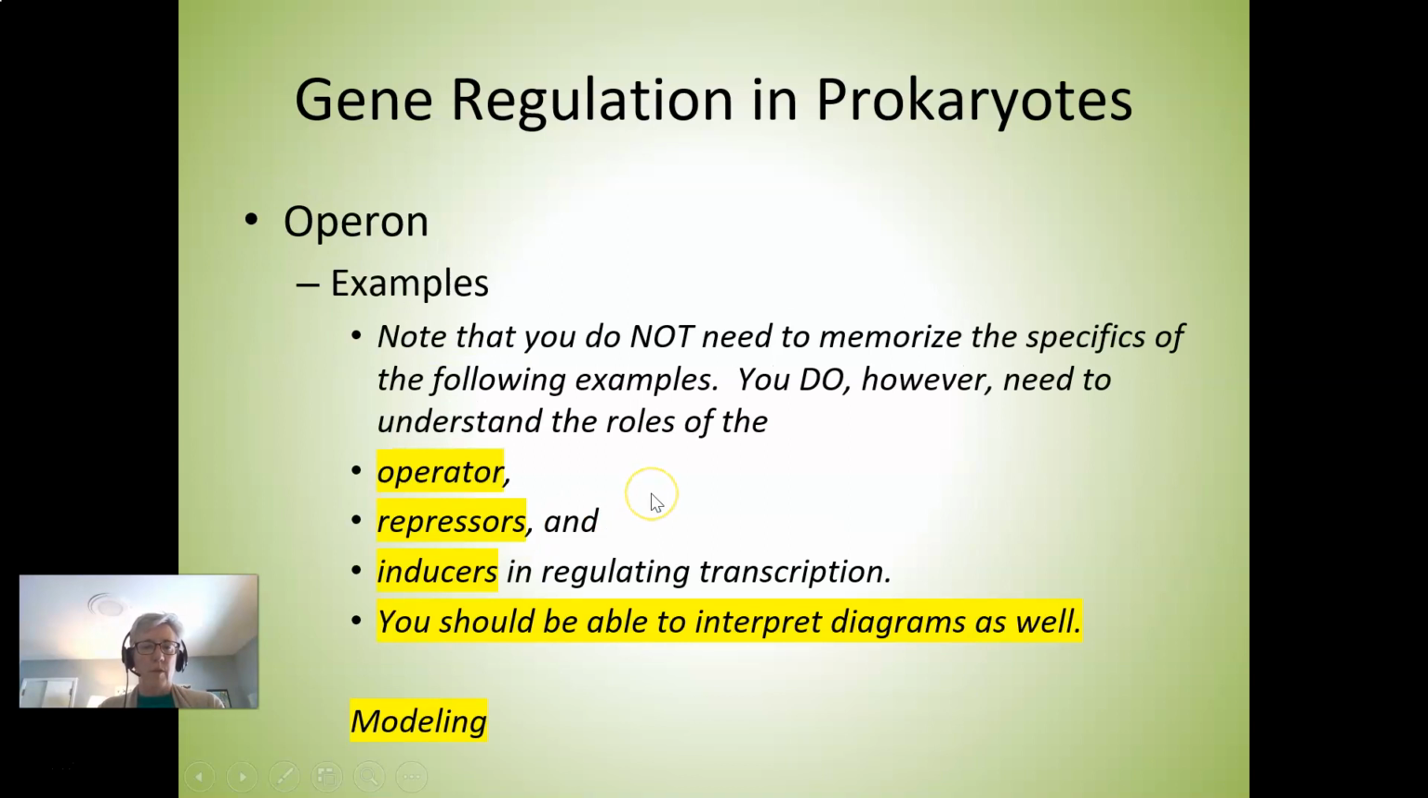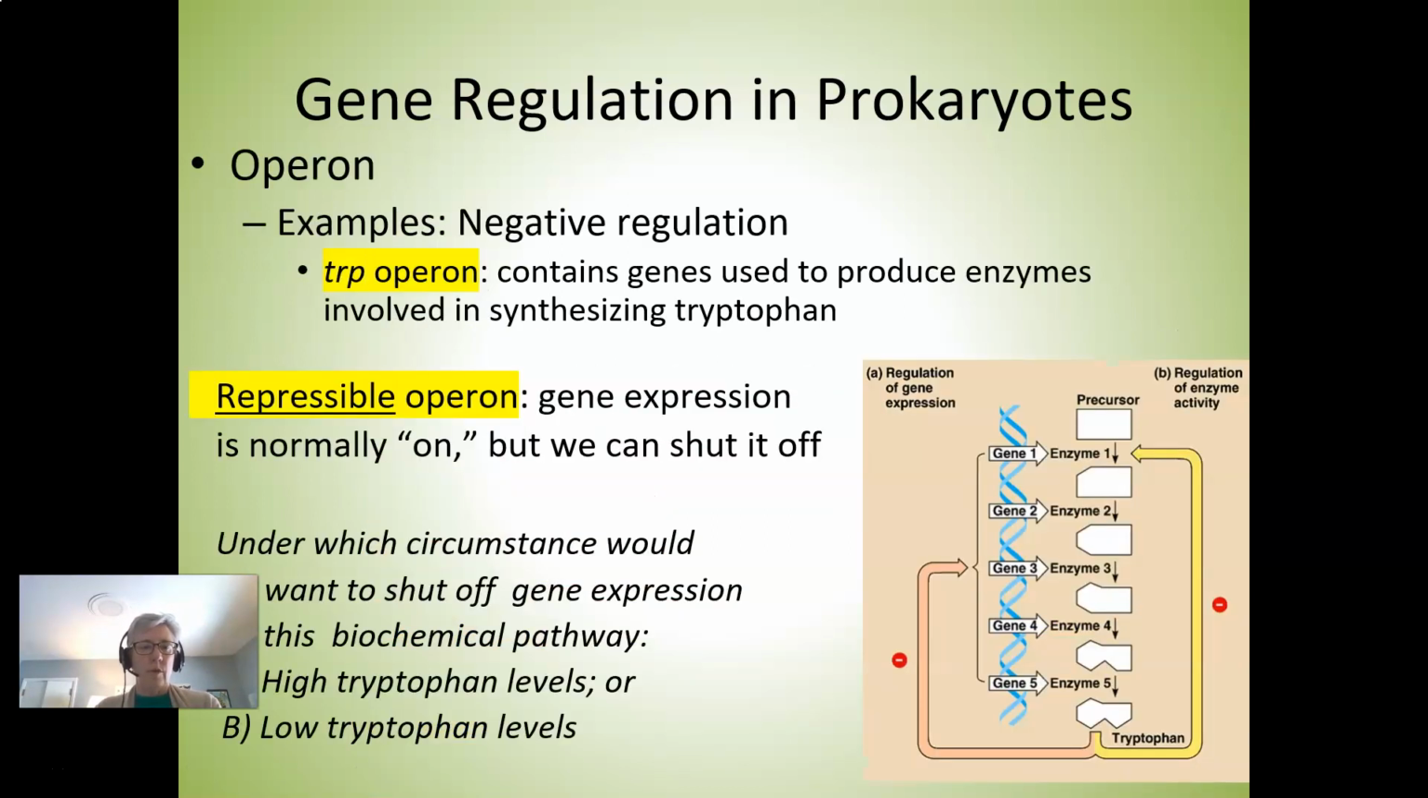All right, so we did the POGO. Let's talk about some specific operons that you did in the POGO, and we'll just go through some details. So this TRIP operon is what's called a repressible operon. The job of the TRIP operon is to produce the enzymes needed to make tryptophan. So basically the operon's job is to help tryptophan get made. So a repressible operon is one that's generally turned on, but it can be shut off.